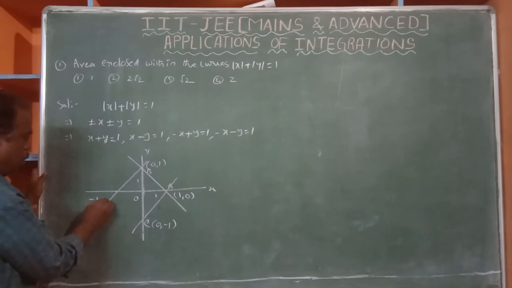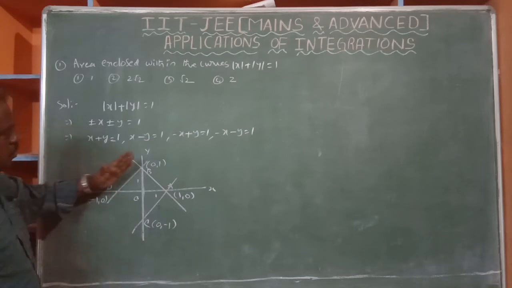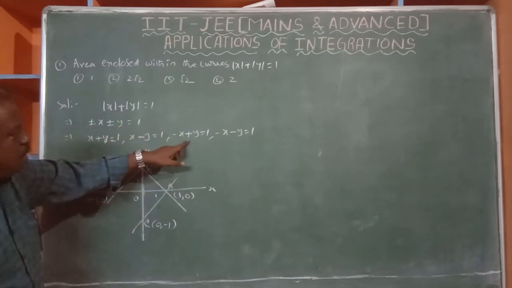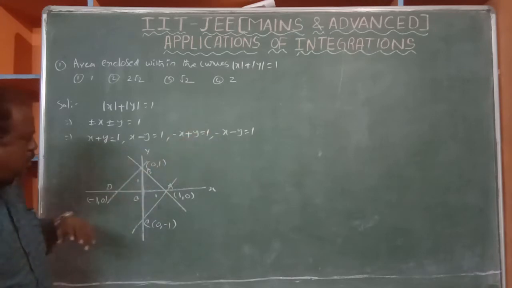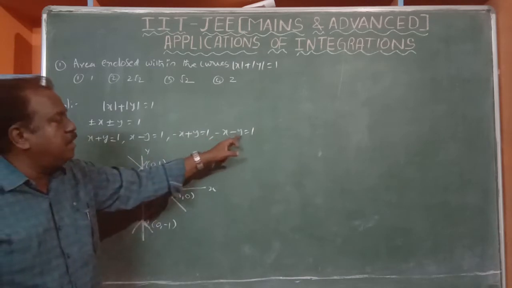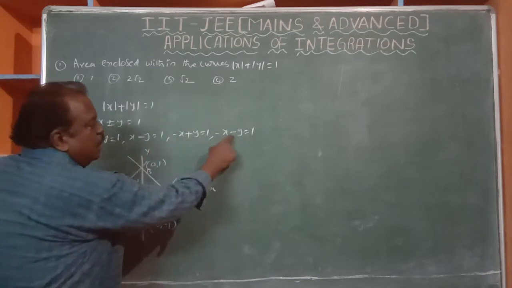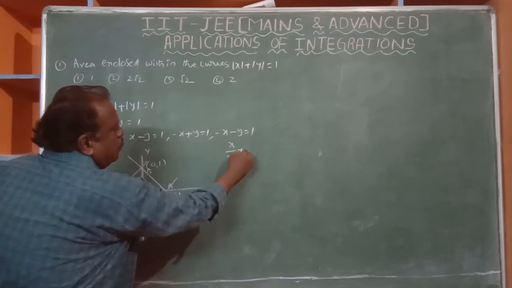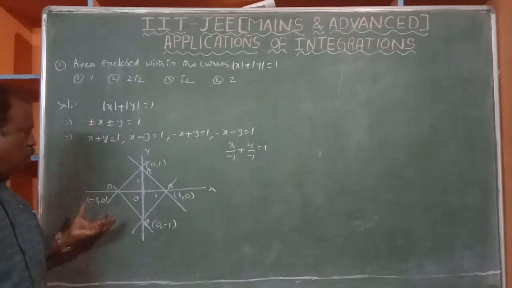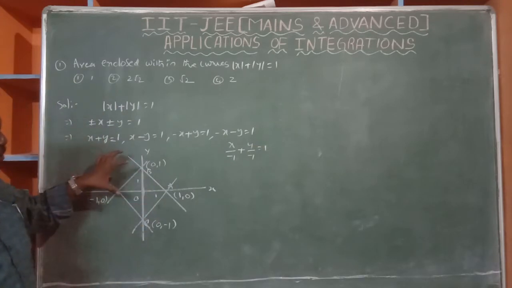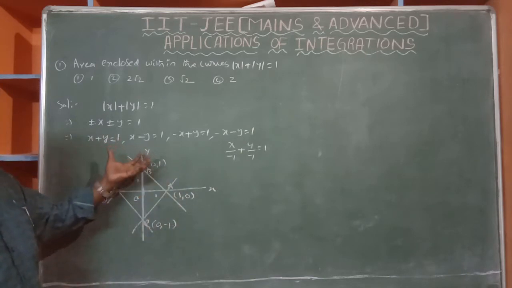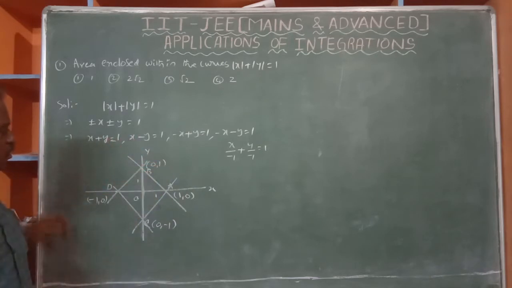This is a line in the second quadrant. One is in the first quadrant, one in the fourth quadrant, one in the second quadrant, and one in the third quadrant. Minus x, minus y, both are negatives. This is x by minus 1 plus y by minus 1 is equal to 1. All this is known, no need to explain all these things. For the knowledge purpose, I am explaining this diagram. Actually, this is the concept. Very simply, we can solve the problem.